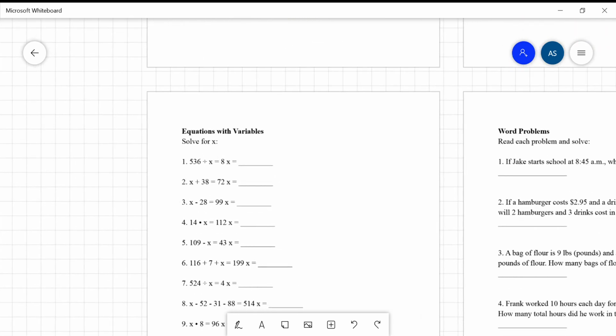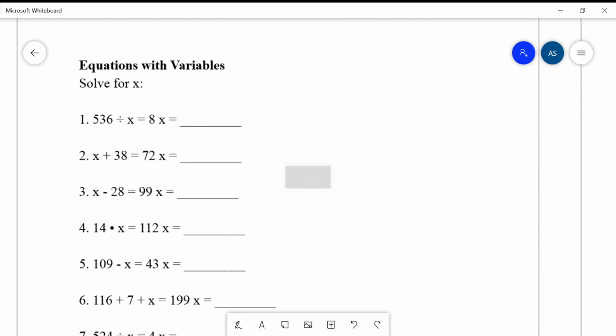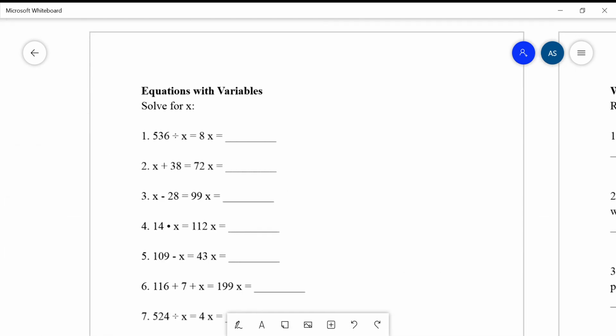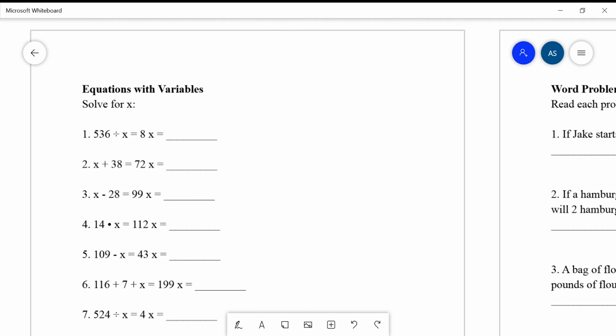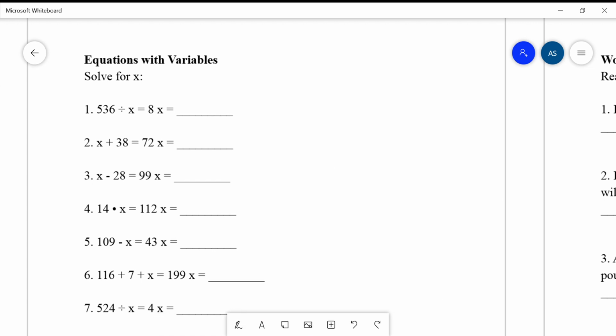And on our next page, equations with variables, we are solving for x. Now this will be a little more tricky, so you're going to have to listen a little carefully. So for our first equation, oh, and our last page, I believe, are word problems. And the word problems are all technically a review of everything here. So I'll just be working on this page for now. So back to what we were going to do.